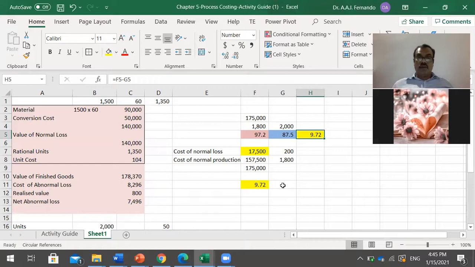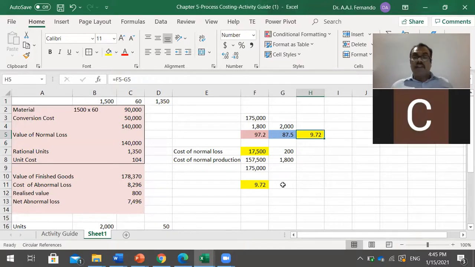The meaning of normal loss is that much of cost has been absorbed by the other units. What is that much? It is 17,500. How did you calculate it? If there were no loss, unit cost is this much, then you split total cost into expected normal loss and normal production. 200 into 87.5 is this much.